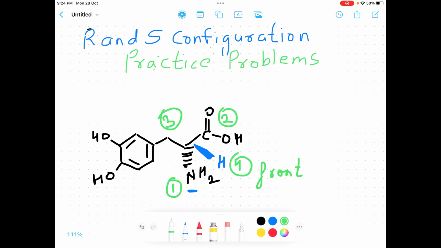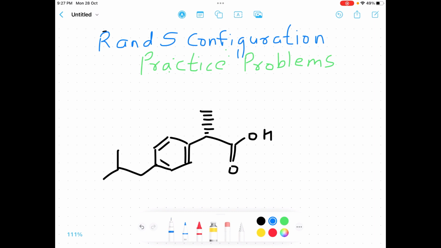Now the least priority group is in the front, so we have to follow the trick. First we assign the configuration keeping 1 in the back, so the sequence is moving like 2, 3 and 4. As you can see, it is anti-clockwise, so we can write it's S, but we know that the lowest priority group is in the front, so we have to follow the trick, reverse it, and its final configuration will be R configuration. So this molecule has R configuration.